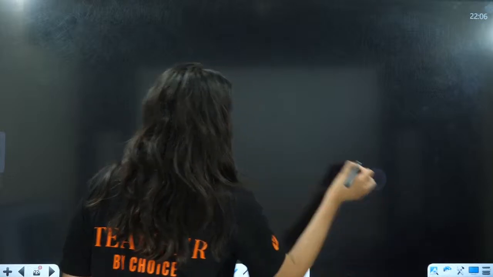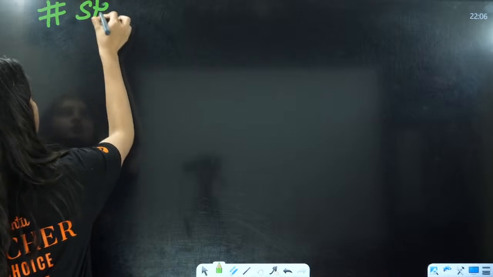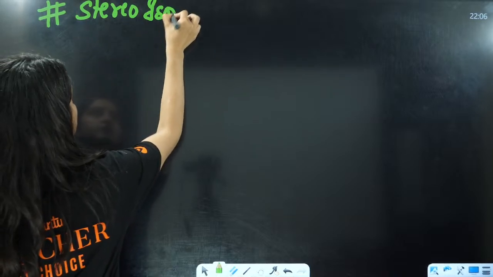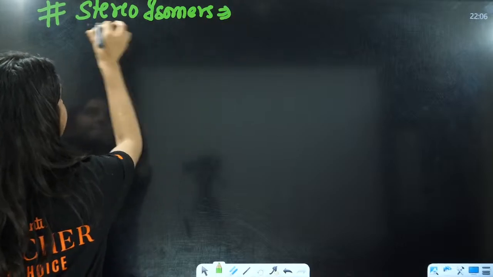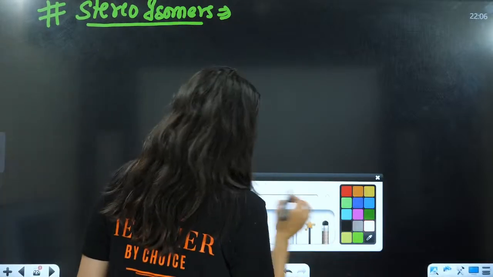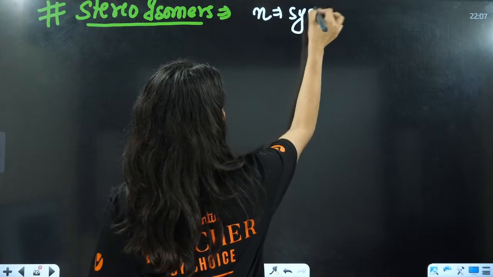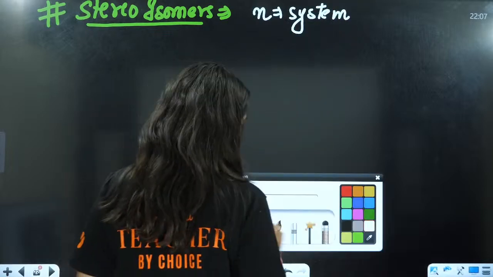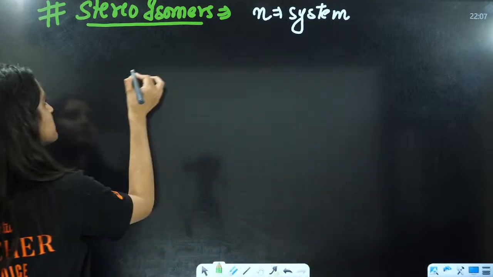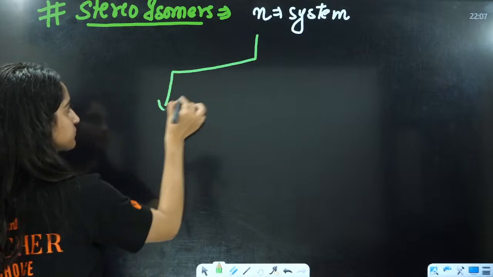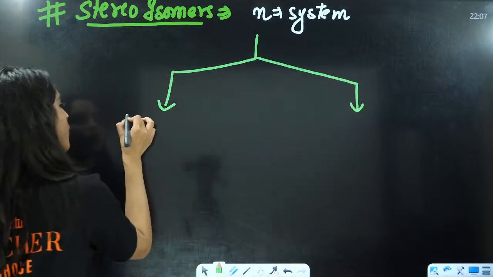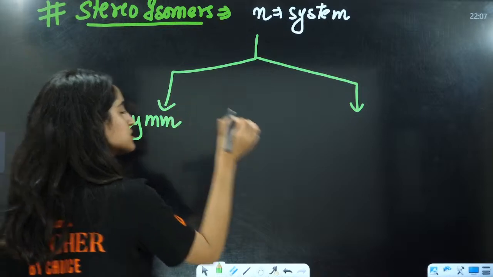Now the last topic for today is the number of stereoisomers, where n will be the system. I'll tell you how to calculate the system here. Firstly, let us see the formulas. There are basically two types defined here: one is symmetrical, the other is unsymmetrical.